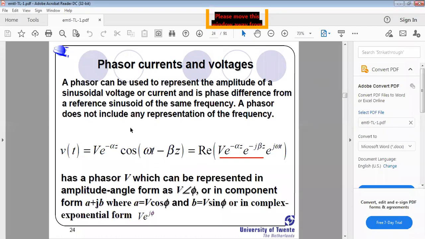Consider the exponential form, and consider cos theta. Here, omega t minus beta z equals theta, so cos theta in exponential form is e power j theta plus e power minus j theta by 2. In that, they consider only the real part. See here, e power alpha into e power minus alpha z into e power minus j beta z into e power j omega t. That is the phasor form, the phasor notation of the expression v into e power minus alpha z cos omega t minus beta z.